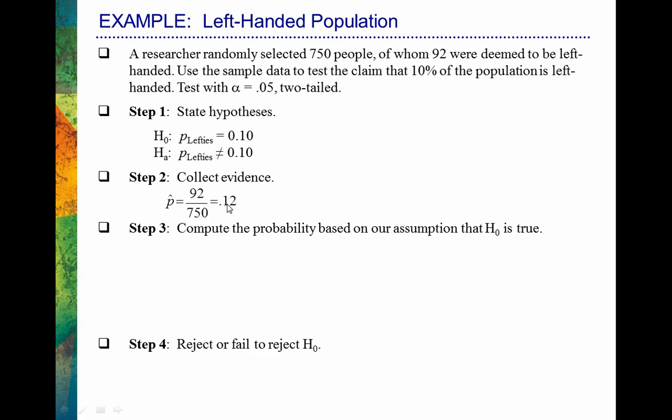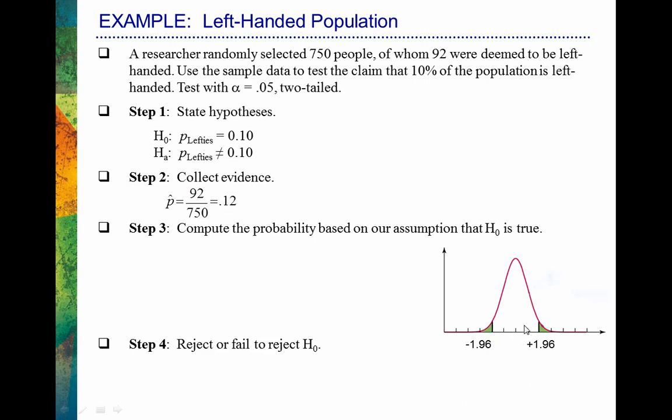Or is that the type of difference that's really extreme and we can rule out chance as a reasonable explanation? The only way we can figure this out is by looking at a distribution of sample proportions. Right there in the middle, we have that true population proportion based on our null hypothesis of 10%. And that would transform into a z-score of 0. We need to figure out where 12% is.